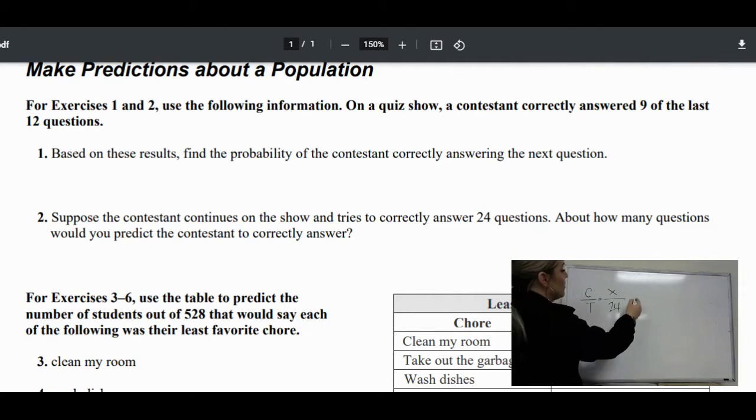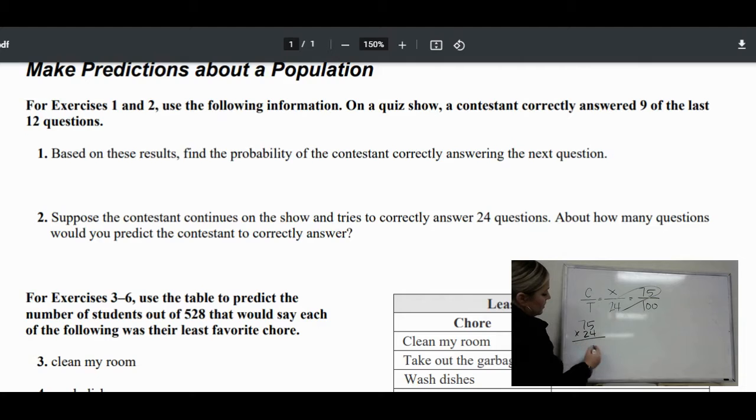Well, we know that they have gotten 75% correct so far. So 75% is going to go up here with C for correct. And total, out of a 75%, total is 100, right? All right, so we're going to cross multiply. 75 times 24.